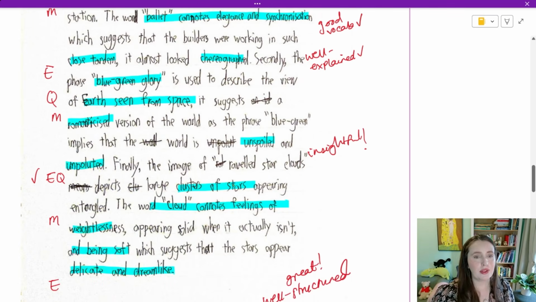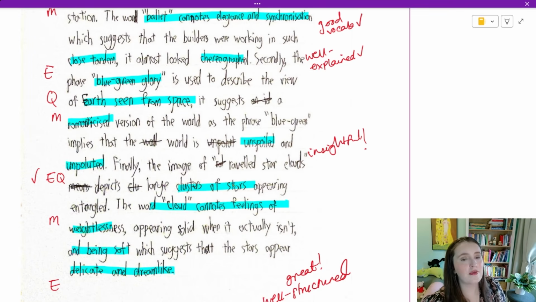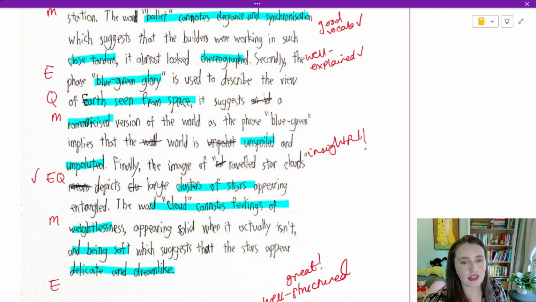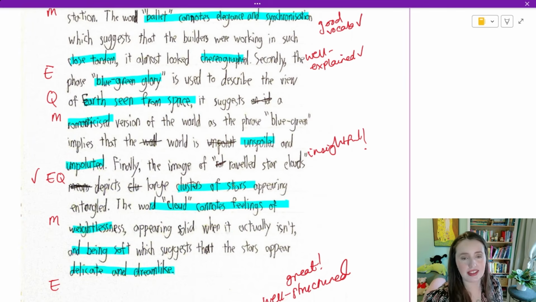So not just that it's beautiful, but why do this? It's romanticized, it's unspoiled, it's unpolluted. They could maybe develop it by saying, therefore it should be protected, or the vulnerability of the Earth.